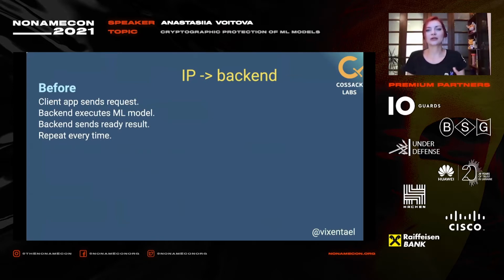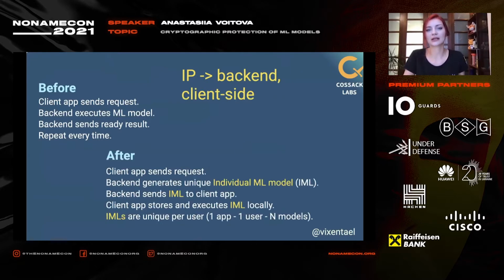Every time the user wants to see a cat picture with cat ears, or use a photo with cat ears, they send a request to the backend. The backend needs to do these calculations and send the response image back. It repeats every time. Of course, when you have hundreds of millions of users, this is a little bit complicated. So you want to change that.